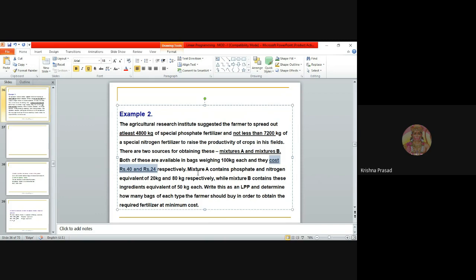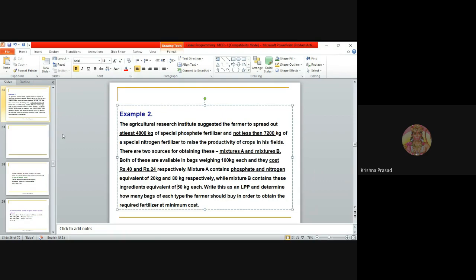What are the constraints? Mixture A contains phosphate and nitrogen. Both these are the constraints which you are having, phosphate and nitrogen. And what is the total kgs? Phosphate is 20 kg, nitrogen is 80 kg. Mixture B, phosphate is 50 kg, nitrogen is also 50 kg. Okay, now write the LPP and determine.